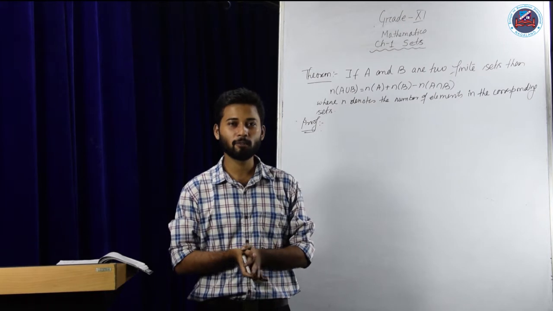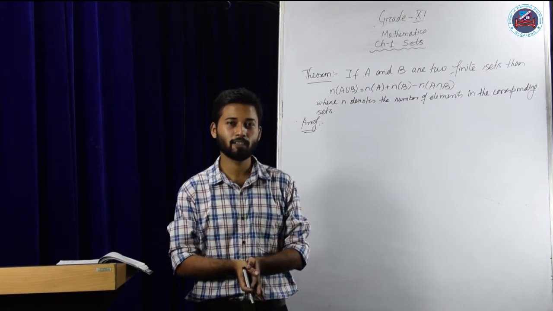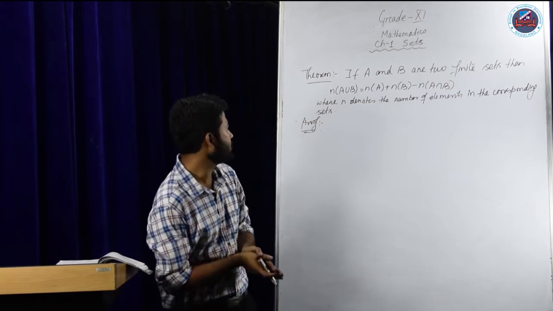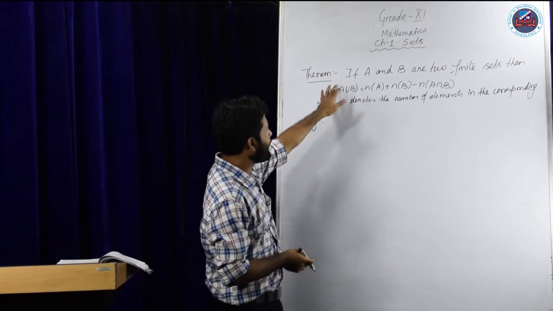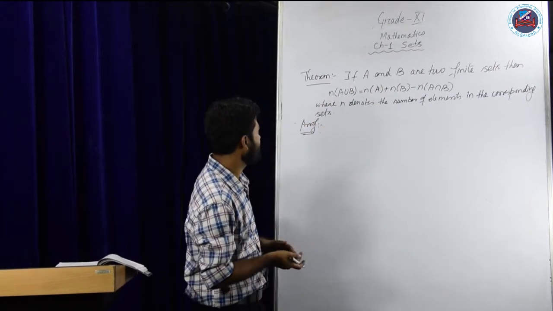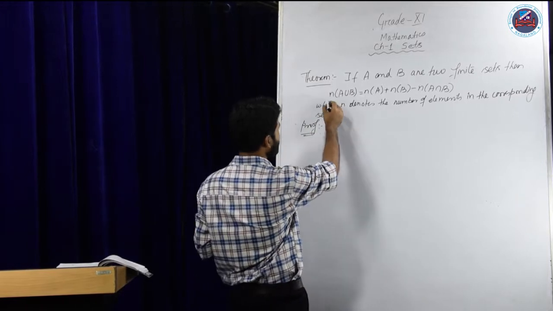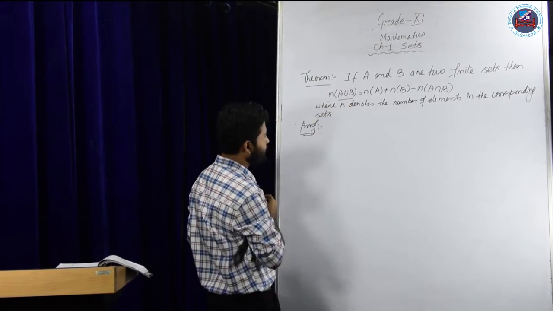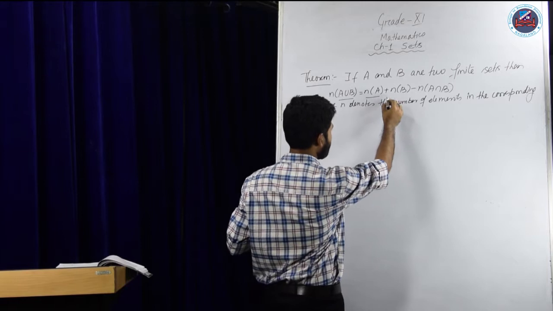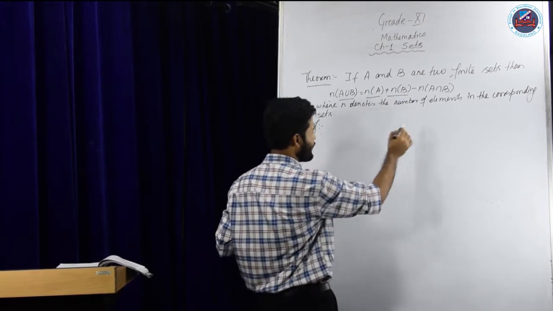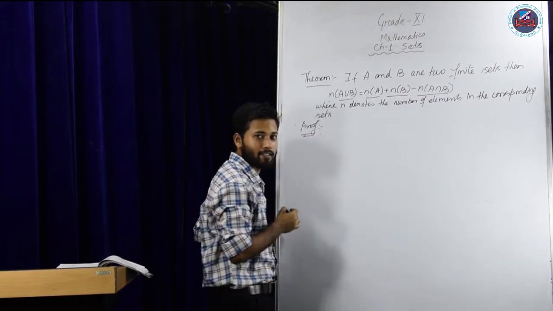So in this video we are going to discuss a theorem from the chapter Sets. So let us see the theorem. Here, if A and B are two finite sets, then the number of elements of A union B is equal to the number of elements of A plus the number of elements of B minus the number of elements of A intersection B.